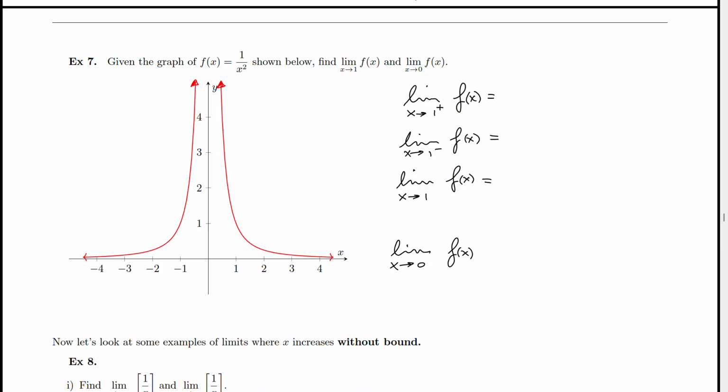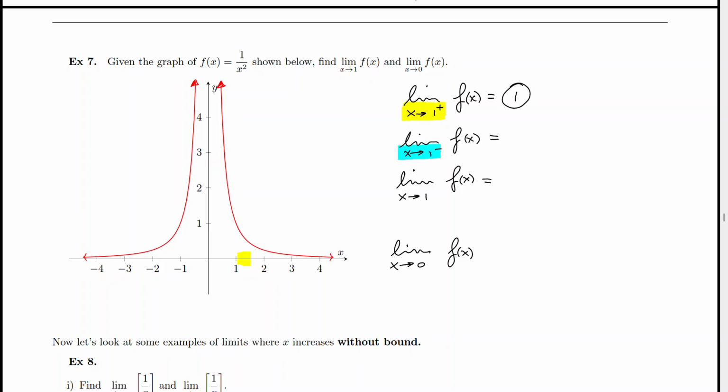So first of all, 1 plus means stand to the right of 1. Don't stand at 1, stand to the right of 1. Tell me what y-coordinates you see on the graph. The y-coordinates that I'm seeing on the graph are all approximately equal to 1. So I'm going to write down 1, and I'm going to circle it because that's the answer there.